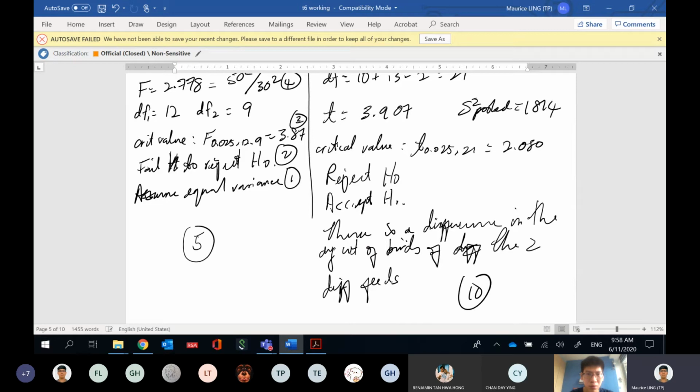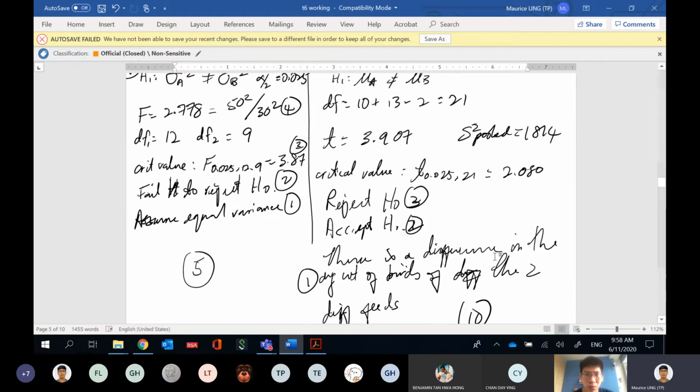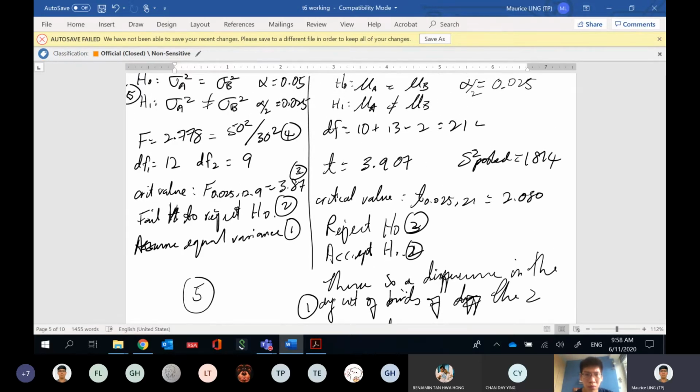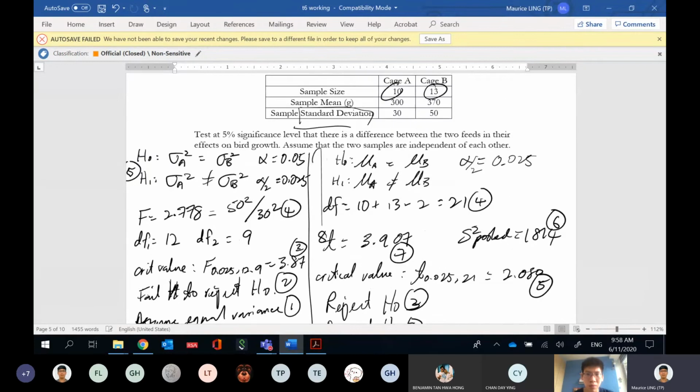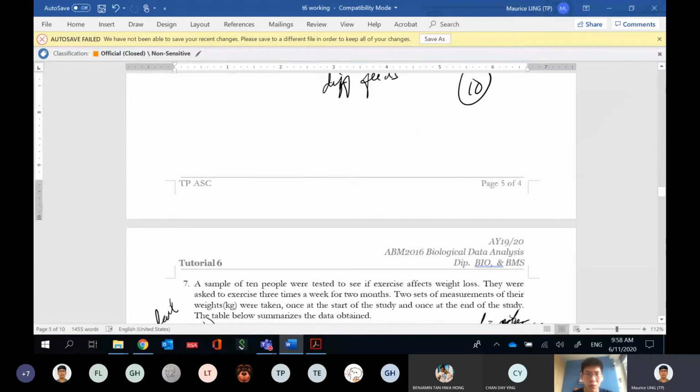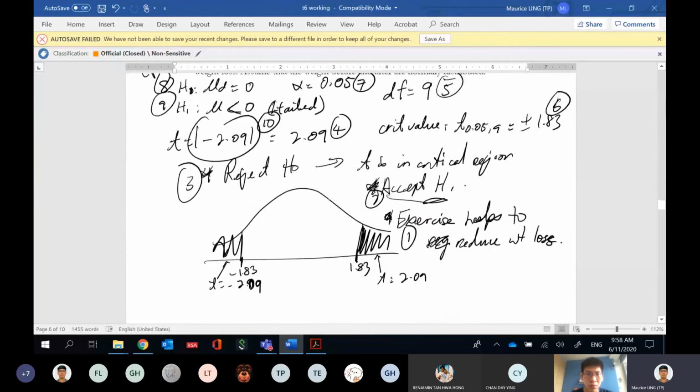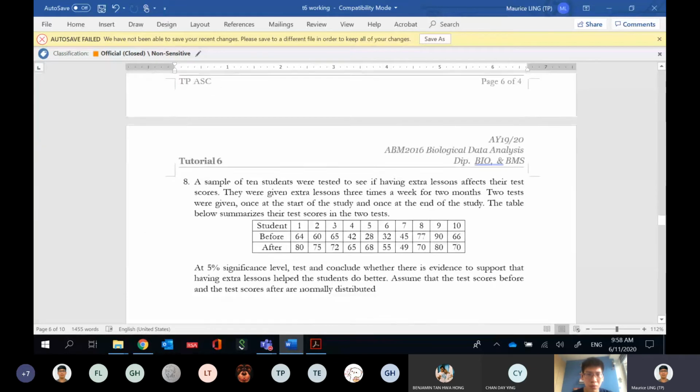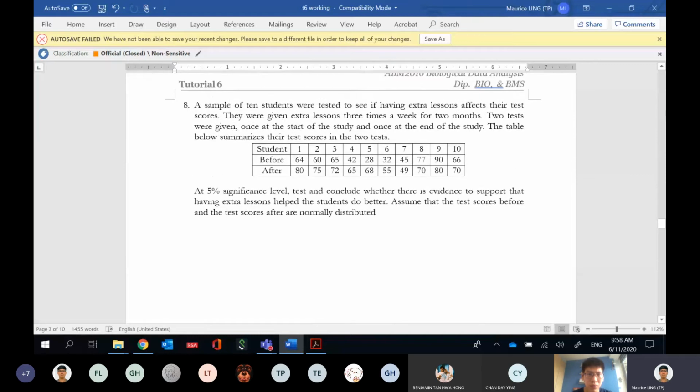Okay. So here, where do I get all the 10 marks here? This is 1 mark here, 2 marks here, 3 marks here. Then your degrees of freedom will be 4 marks, 5 marks here, 6 marks here, 7 marks here, 8 marks. This is a 9th mark, and then this is the 10th mark. All right. So this is how you allocate the marks most of the time. So make sure you have all the components in.